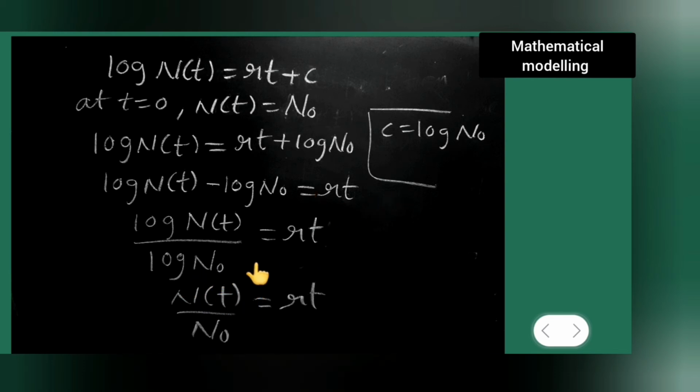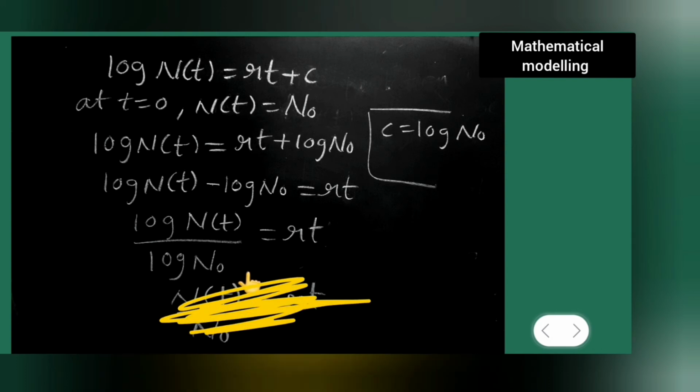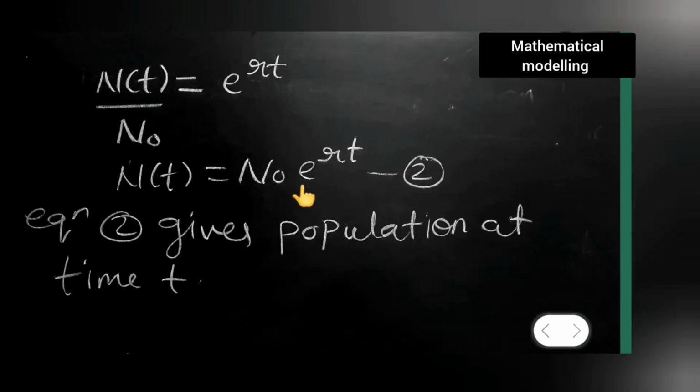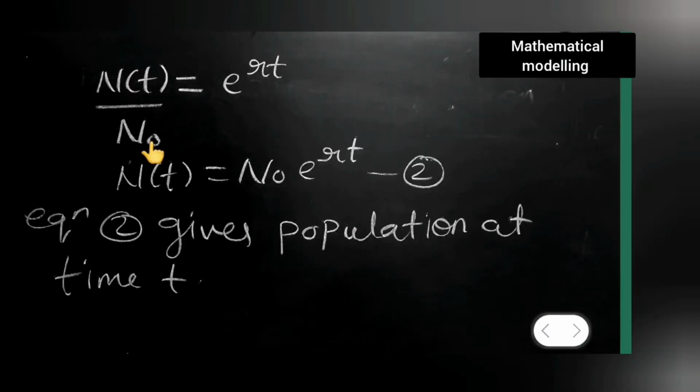Wait, don't write this. After this step, I'll turn the page. What you are going to write is N(t) upon N0. Log will go to the other side, so it will become e raised to the power of rt. So N(t) equals N0 times e raised to the power of rt. Take this as equation 2. So equation 2 gives the population at time t.